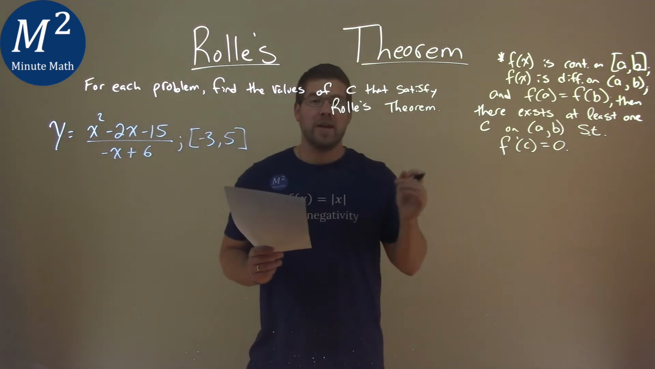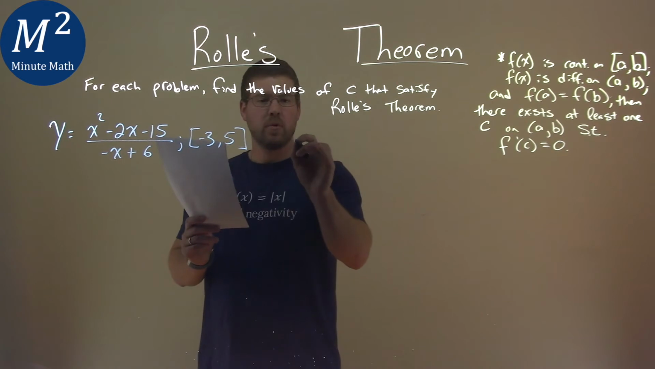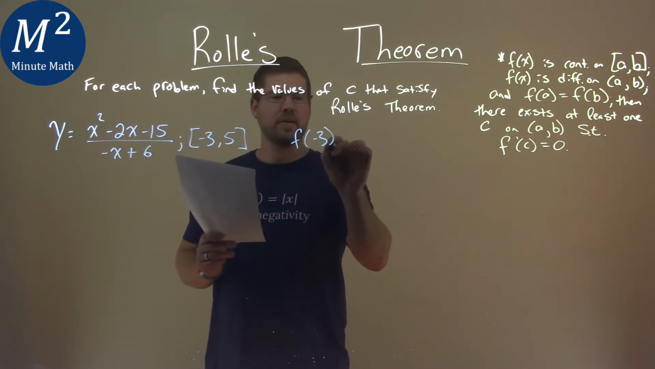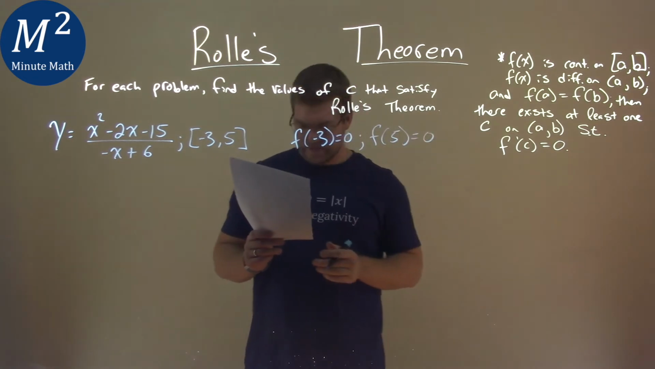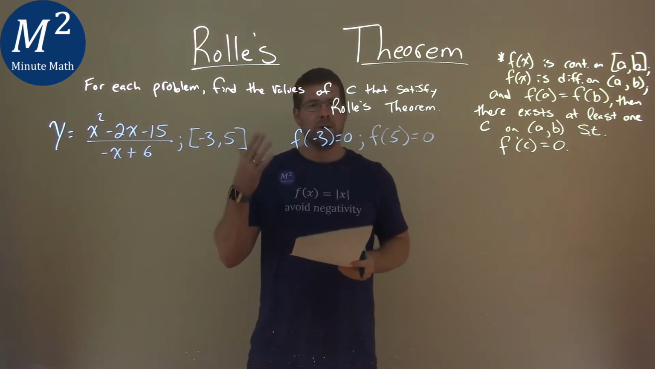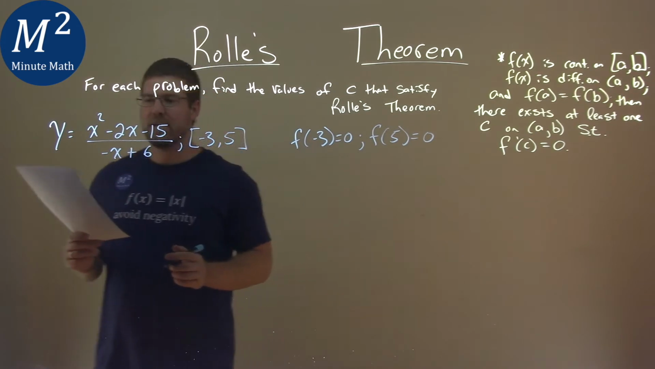If f of a is equal to f of b, we're good, and I found them for you. f of negative 3 is equal to 0, and f of positive 5 is also equal to 0. From there, we can apply Rolle's theorem. We need to take the derivative.